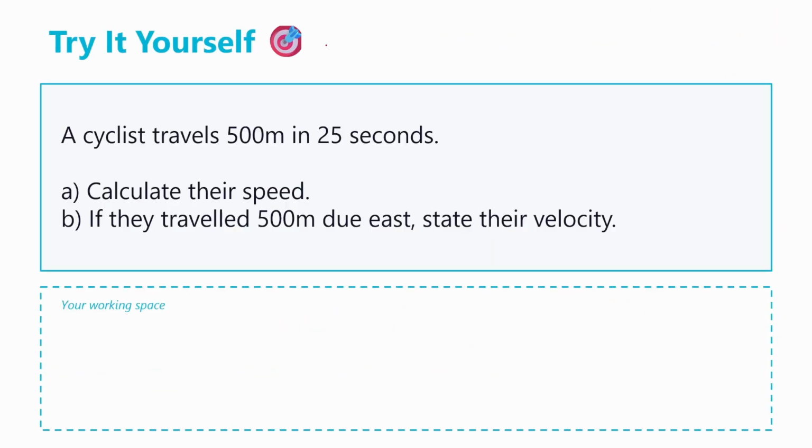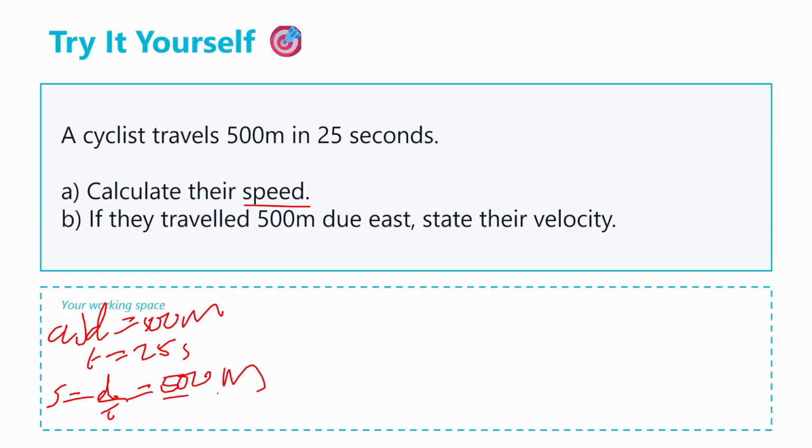Let's do this again. This is your turn. Let's see how we can solve this question. So first, the speed. Here, distance is 500 meters. No direction, scalar. Time 25 seconds. s is d over t, 500 meters over 25 seconds. That's 20 meters per second.